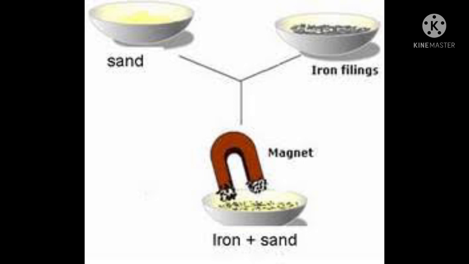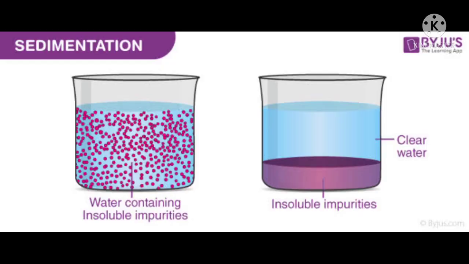Let us see how insoluble solids can be separated from liquids. Sedimentation. Settling down of heavy and insoluble solid particles in a liquid is called sedimentation. The settled solid is called the sediment and the clear liquid above it is called the supernatant liquid. For example, mixture of chalk powder and water can be separated by using this method.